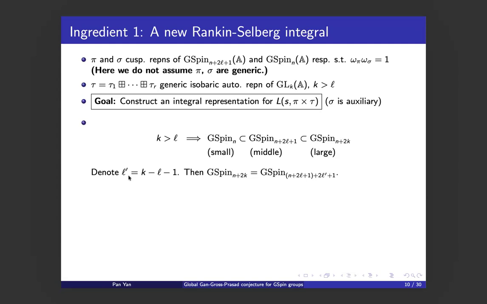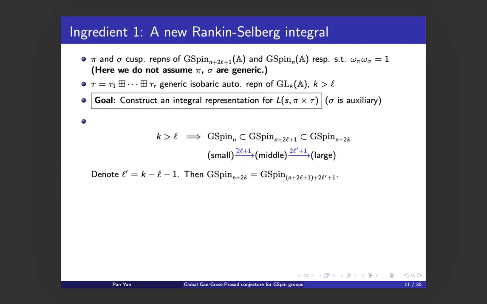So we denote l prime to be k minus l minus 1. Then GSpin n plus 2k, the large GSpin, is going to be the GSpin of the size of the middle plus 2l prime plus 1. So l measures the difference in size between the small and middle GSpin groups. l prime measures the difference in the size of the middle and the large GSpin groups. Okay, so we have three GSpin groups, and pi is on the middle and sigma is on the small GSpin group.